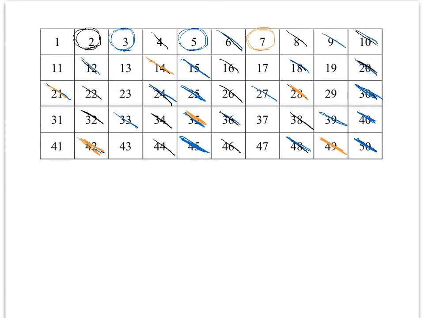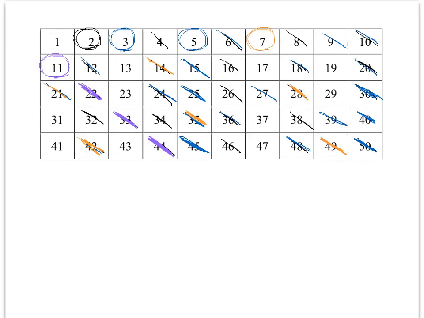And the next number that we come to is 11. Okay, 11 is a prime number. Now we scratch out the multiples of 11. Well, 11 times 1 is 11. 11 times 2 is 22. 11 times 3 is 33. And 44. And 11 times 5, of course, would be 55, but we're just concerned about the prime numbers that are less than 50.